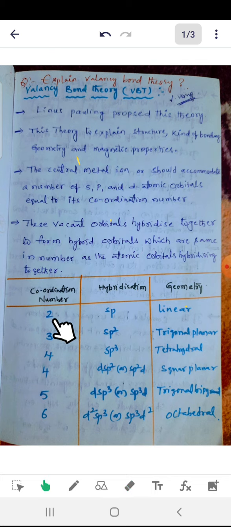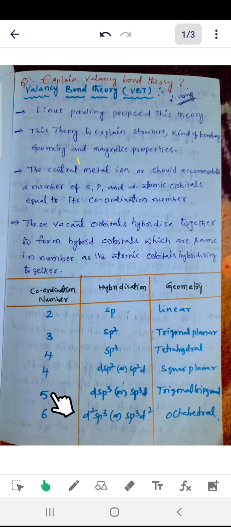If the complex has coordination number 2, the hybridization is sp, and the geometry is linear. Coordination number 3 has sp2 hybridization and trigonal planar shape. For coordination number 4, we have to observe two cases here. One is sp3, tetrahedral shape, and the other is dsp2, or sp2d, where the complex gets a square planar structure. Based on the ligand nature, these types of hybridization occur.